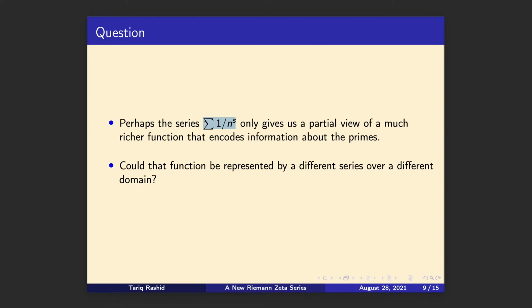And what if that other function was a better thing to explore because it might give us more insights into the prime numbers? That's an interesting step to take, and that's what we're going to do. In fact, what we're going to do today is just extend it by a little bit, and then in future, just because the maths gets a bit more involved, we'll extend it more.